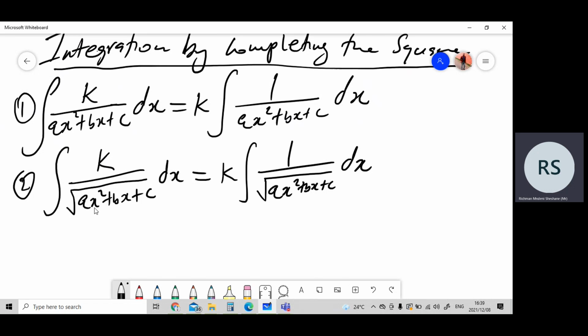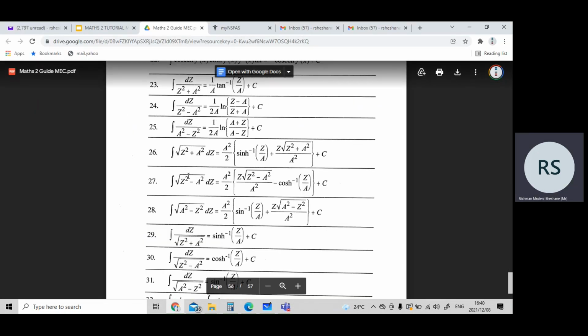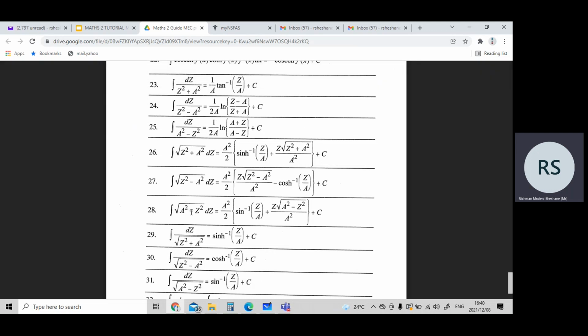I'll tell you why we put it in terms of 2 terms. Even here, when we complete the square, it will have 2 terms. The reason we're completing the square is that we want to put our quadratic in one of these forms. After we complete the square, it will have 2 terms: one term in terms of x and another term that is a constant. All of these standard integrals are in terms of 2 terms.